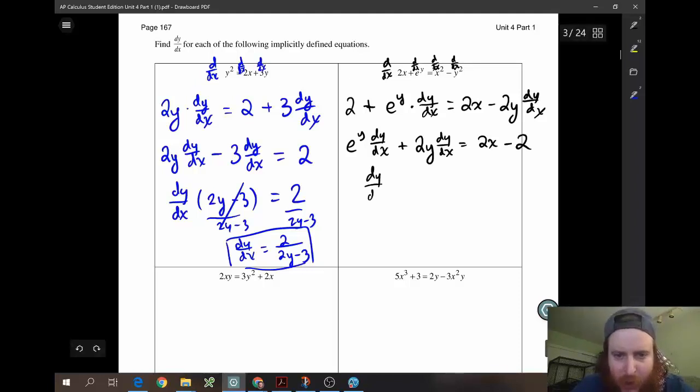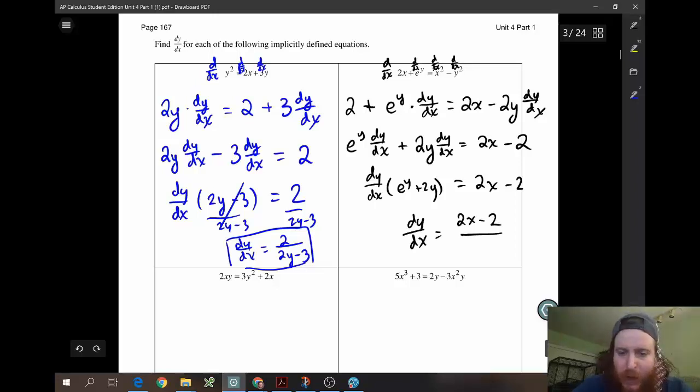Now you're going to factor out a dy/dx. (e to the y plus 2y) dy/dx equals 2x minus 2. And again, you don't have to show the dividing step. So dy/dx equals (2x minus 2) divided by (e to the y plus 2y). And if you wrote y first, like 2y plus e to the y, that's okay. If you factor out a 2 in the numerator, that's okay. So there's our answer there.